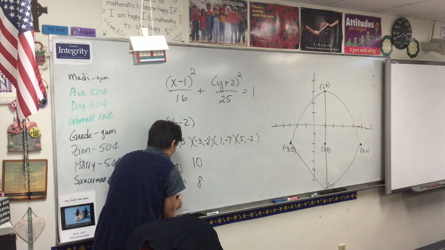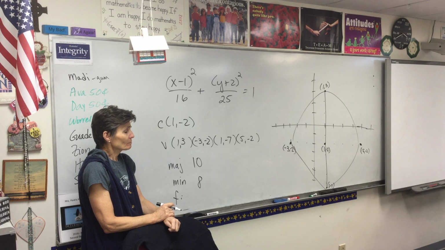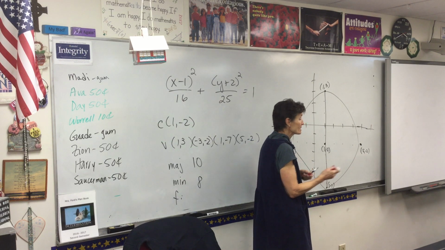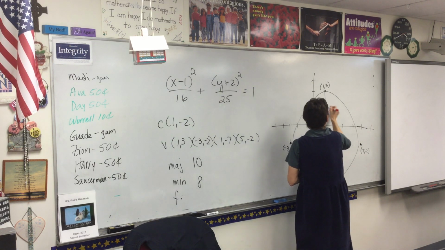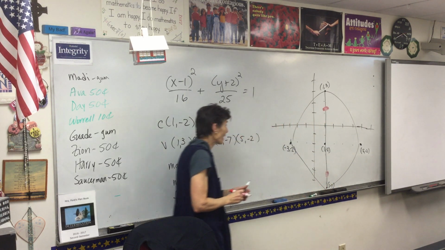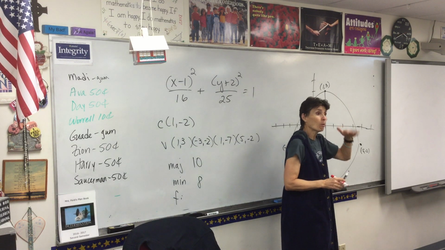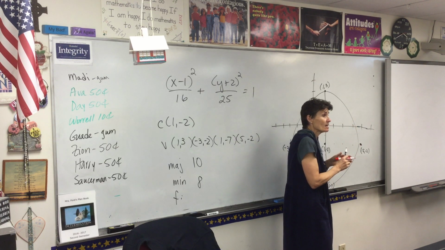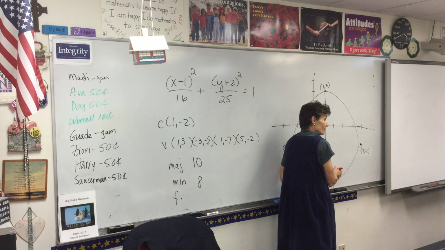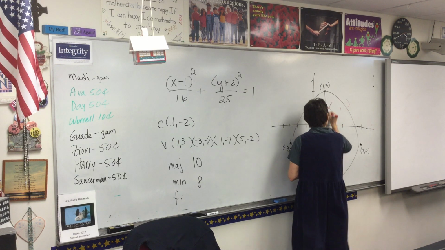Now we have our foci. Isn't that the only other thing I asked you to find? The foci. There are two of them. That's why it's called foci, not focus. And they are always somewhere on the major axis. Now remember, I'm not grading your picture, so I don't care where you put them, but they're somewhere on the major axis. It's important for you to visualize that at least, because you know that you're gonna go up and down for these foci.